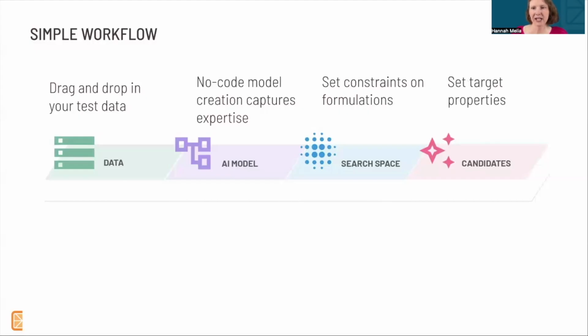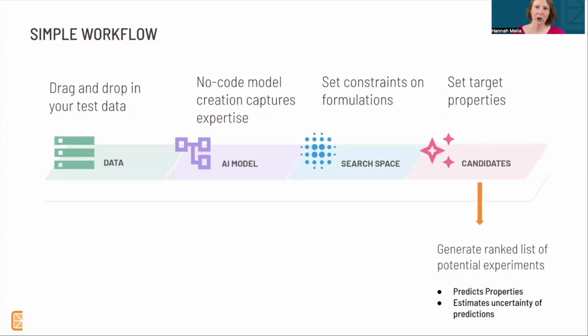Then finally, you set target properties, and this is multi-objectives. So you can say, I want to minimize this, maximize that, and be within this and this on this other property. And what it does is it runs the AI model over the search space. So it generates a list of formulations and it ranks them by their likelihood of success in the lab.